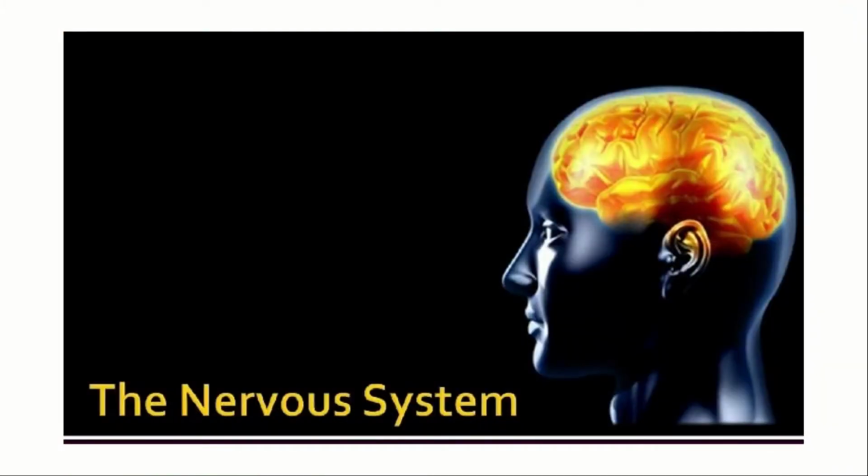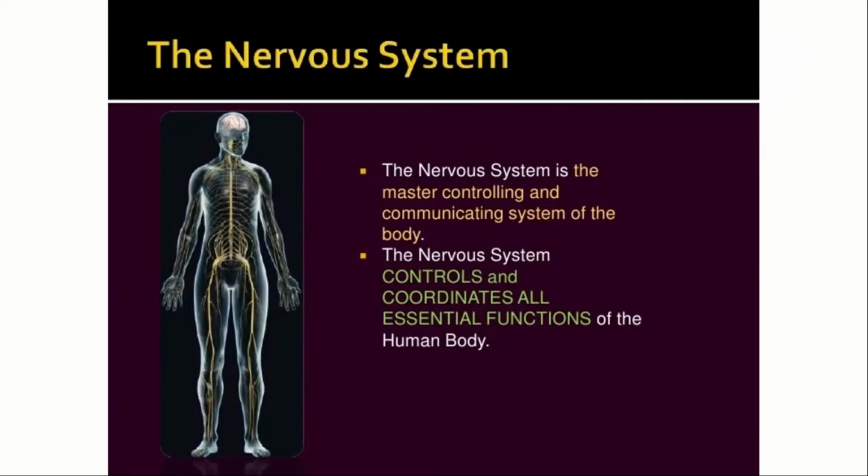Let us know about our nervous system. The nervous system is the master controlling and communicating system of the body. The nervous system controls and coordinates all essential functions of the human body.